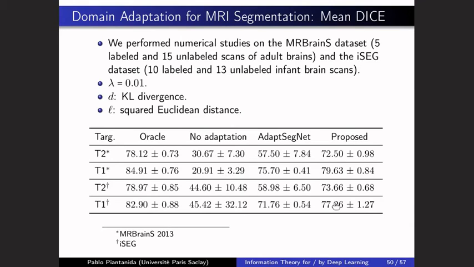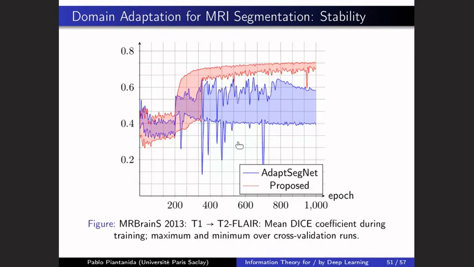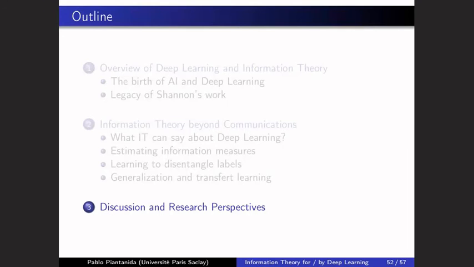So you see the scores here. This is DICE, which is related to the quality of the segmentation. You see how much this is improving on the state of the art. And in addition to that, something which I think is even more important is that it is much more stable during training. So this is the accuracy as a function of the training steps. And you see the blue is our method, and this was the state of the art, which is oscillating a lot.